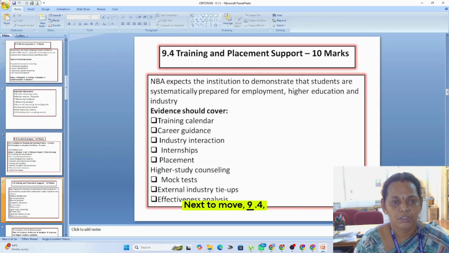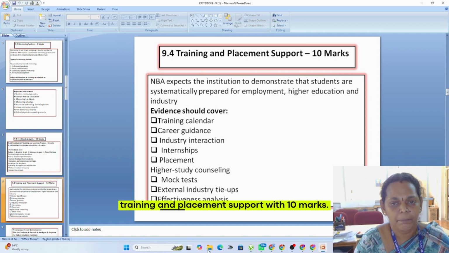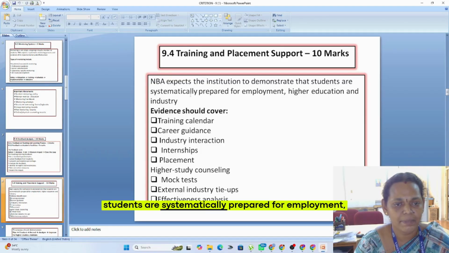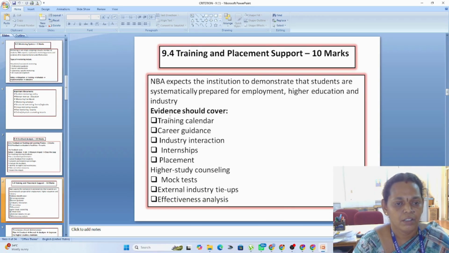Next, let us move to 9.4 training and placement support with 10 marks. NBA expects the institution to demonstrate that students are systematically prepared for employment, higher education, and industry. Evidence should be covered.